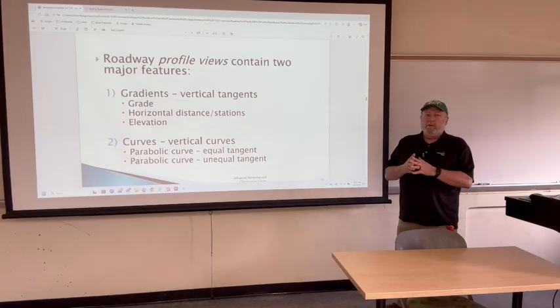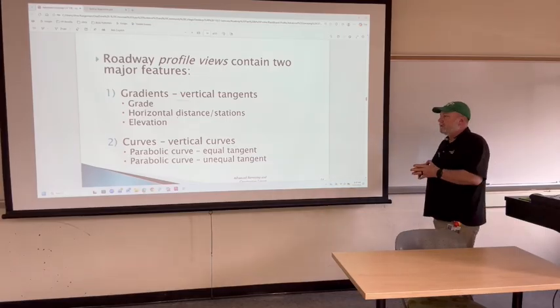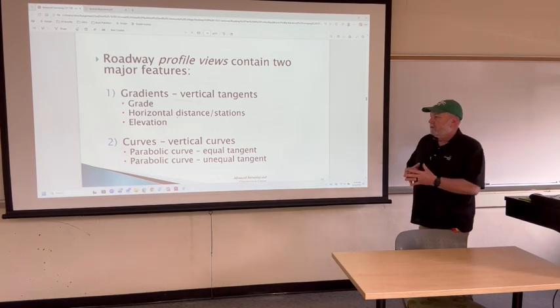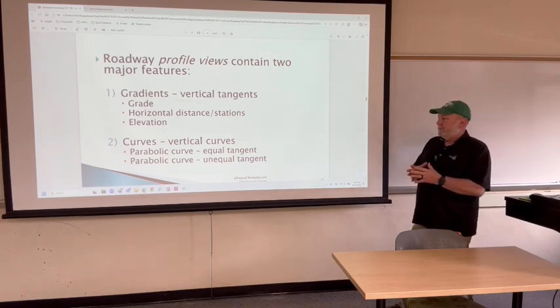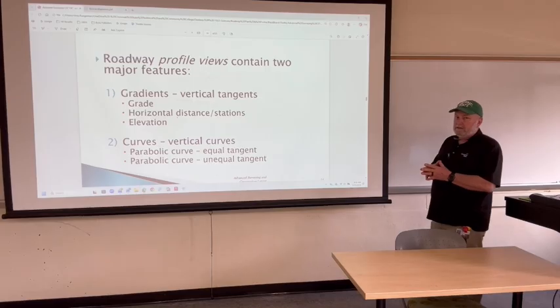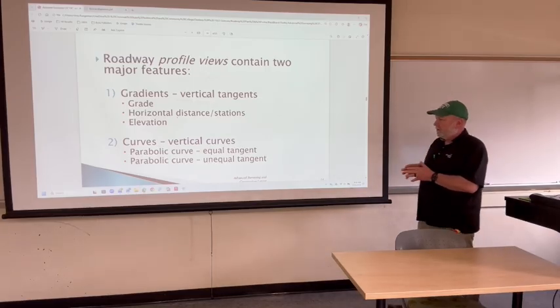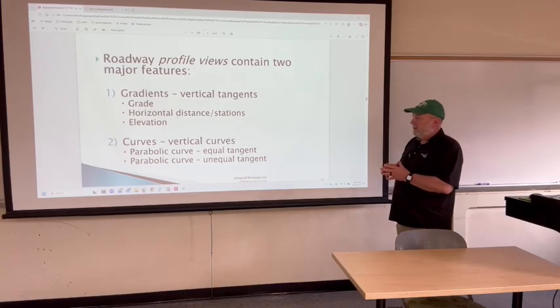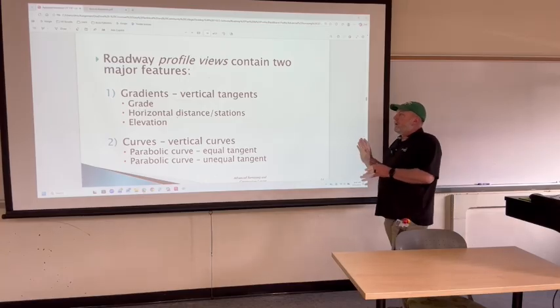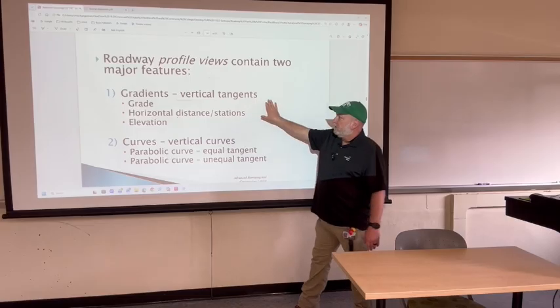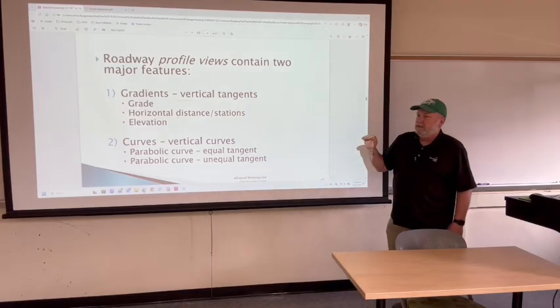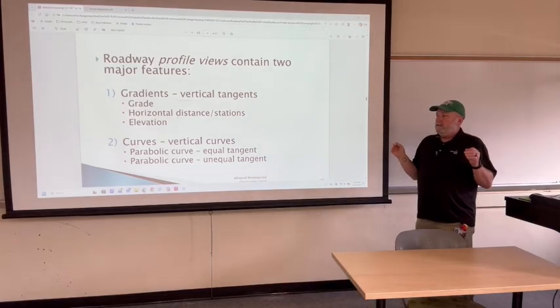When we start talking about profiles and the curves we see in profile views, we call them vertical curves, and they are parabolic. So we have two parabolic vertical curves we deal with. They would be equal tangent or unequal tangents. I believe we have a better slide further down that shows that a little bit more. First, I want to talk about the gradients in the grade, the horizontal distance, the elevations. Any questions on anything like that when we start talking about grade?